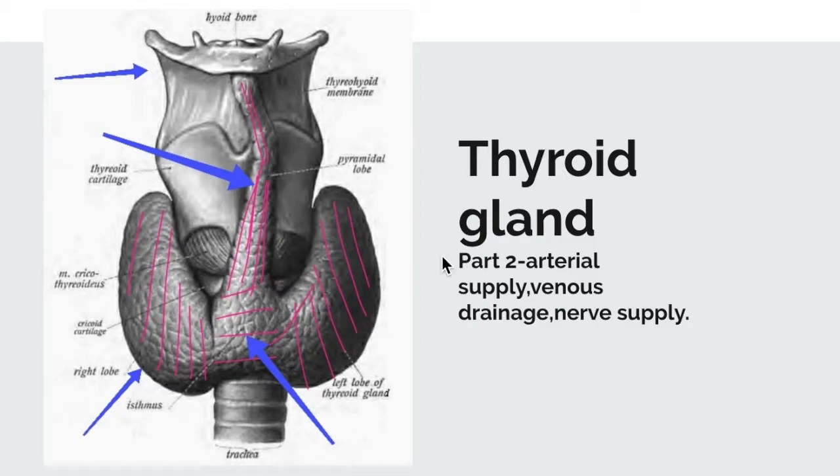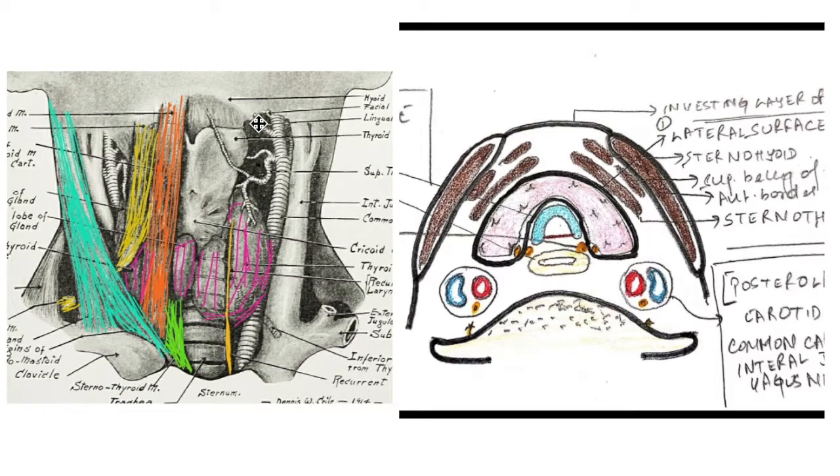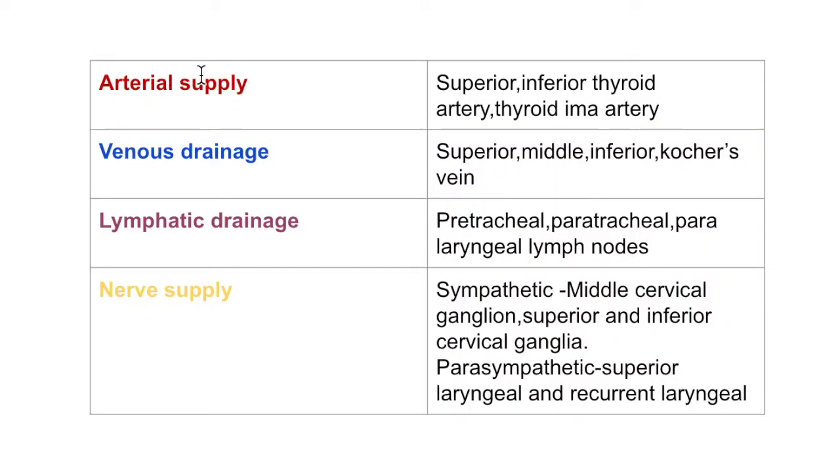Okay, so we've been talking about the thyroid gland, and in the previous video, we have seen the location, the extent, and the relations of the thyroid gland. In this video, we are going to see the arterial supply, venous drainage, the lymphatic drainage, and the nerve supply of the thyroid gland. What I've done is I've summarized the lecture in this slide.